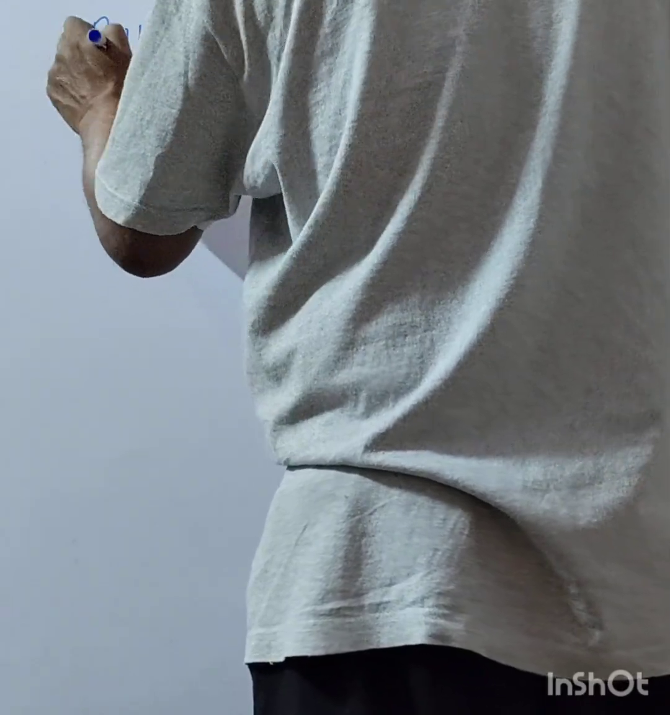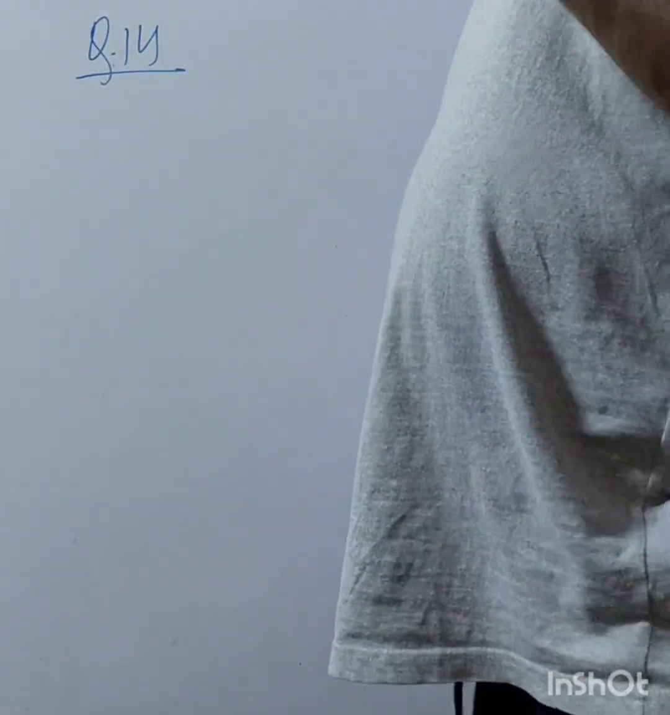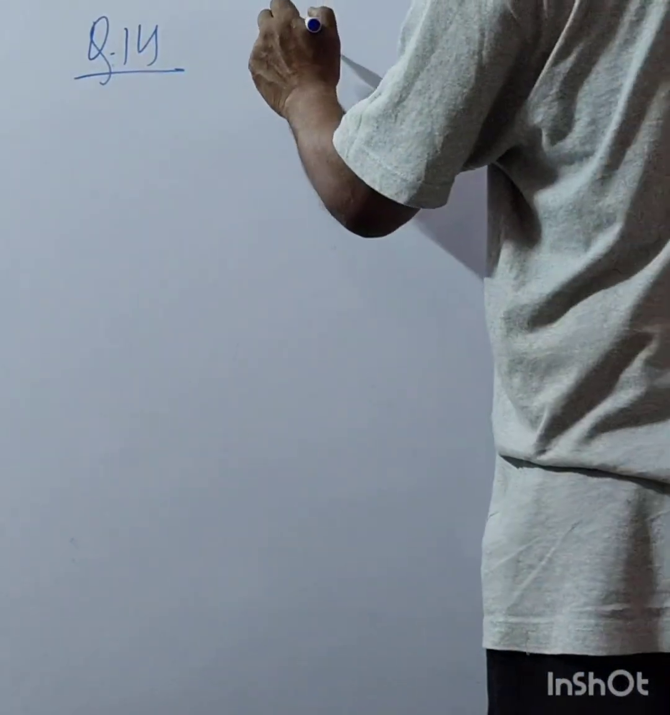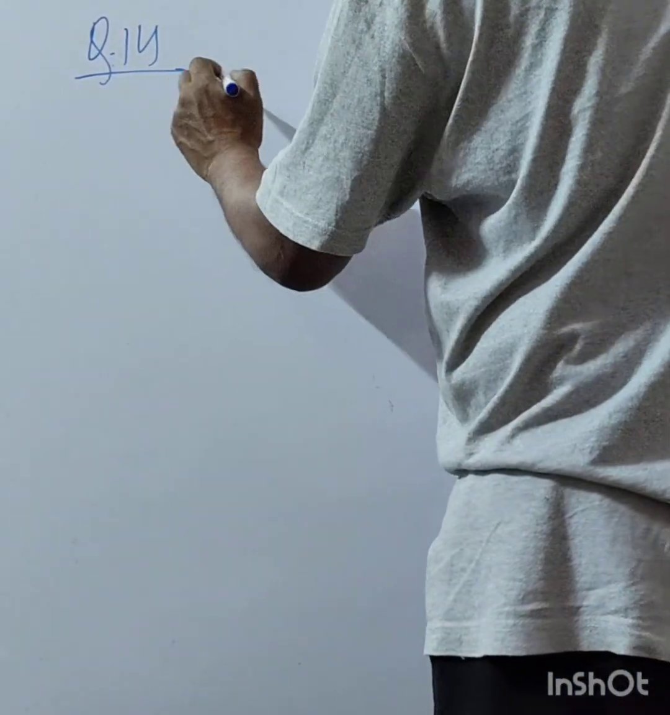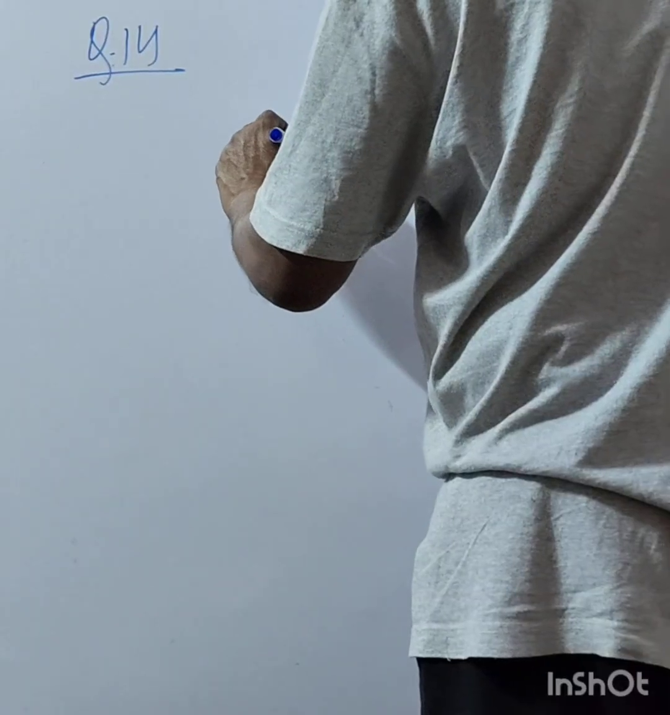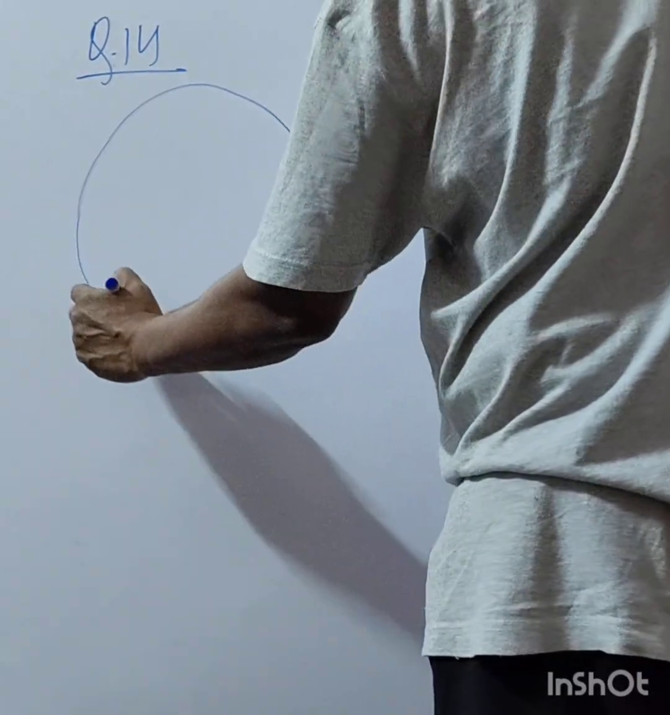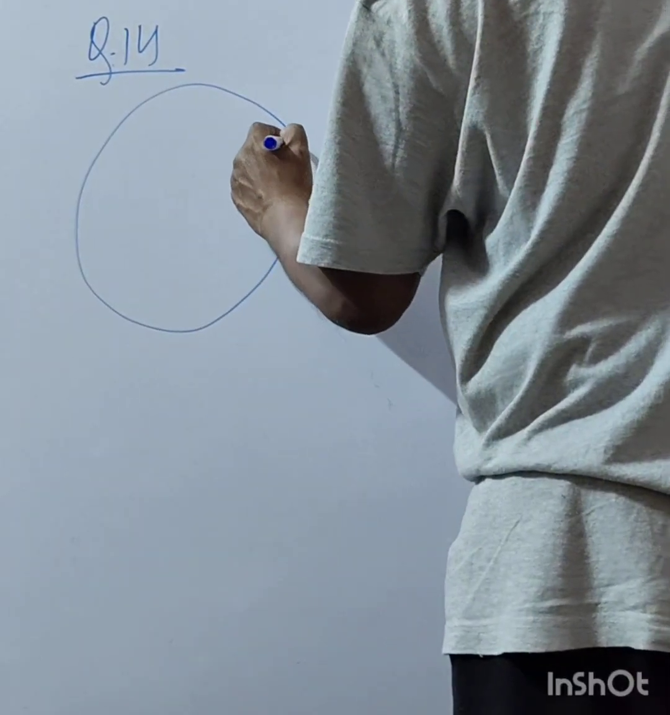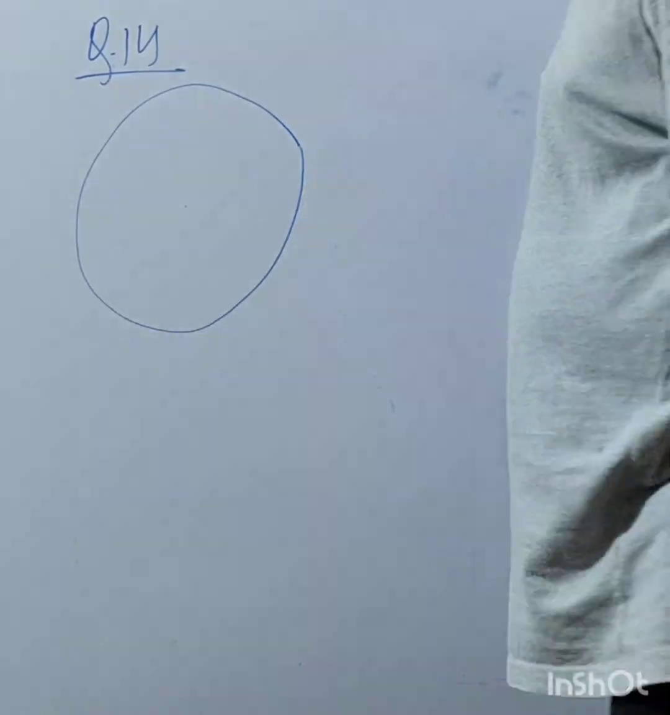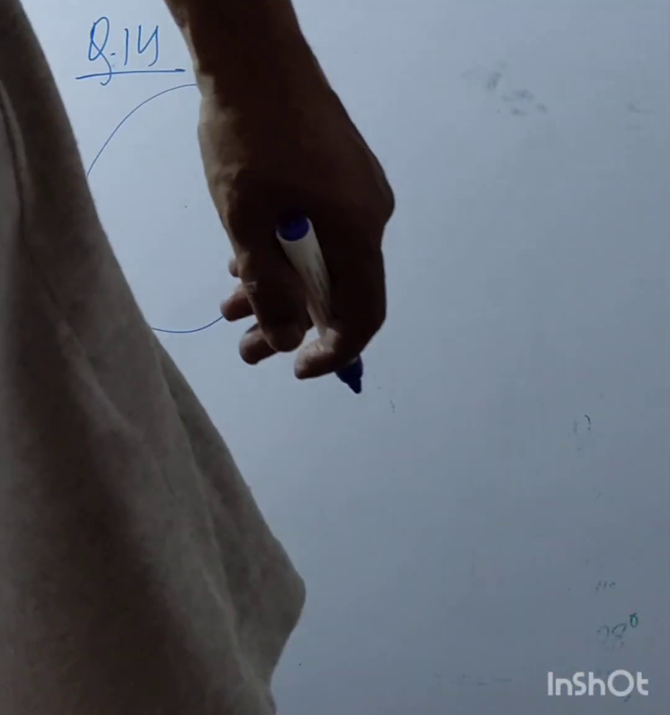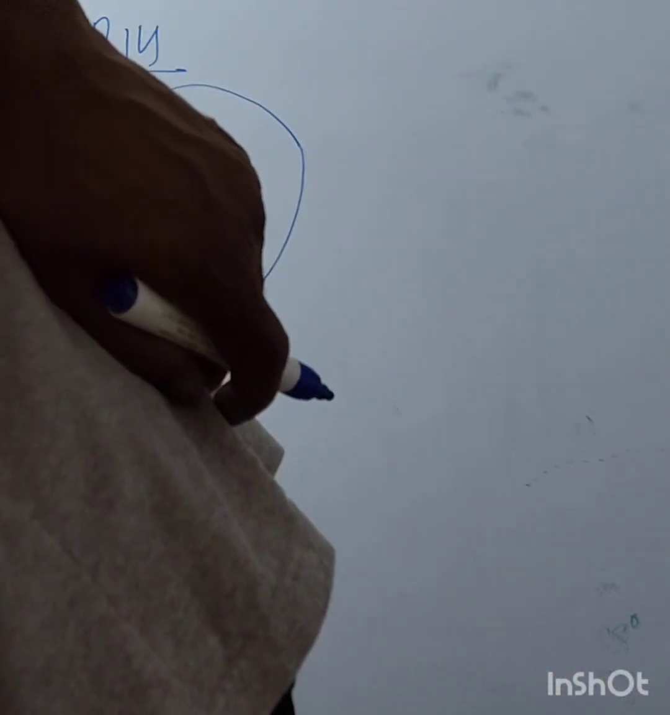What is in it? There is a circle. Draw a circle like this. Then there is a parallelogram. Okay.